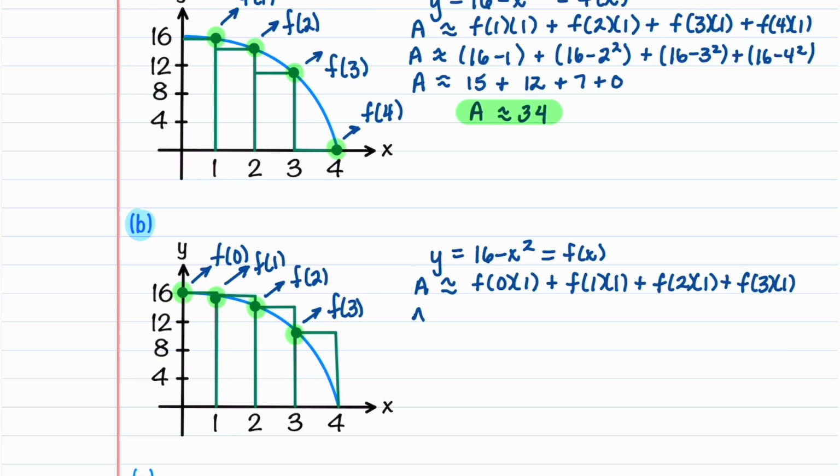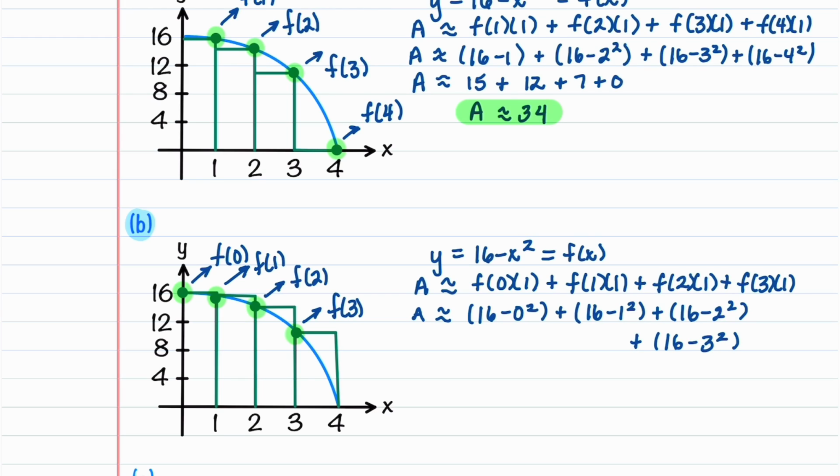Now let's go ahead and put this into our function 16 minus x squared. Our first one gives us 16 minus 0 squared. We're going to ignore the ones for the width. And then our next one is 16 minus 1 squared. And then we have 16 minus 2 squared. And then our last one is 16 minus 3 squared.